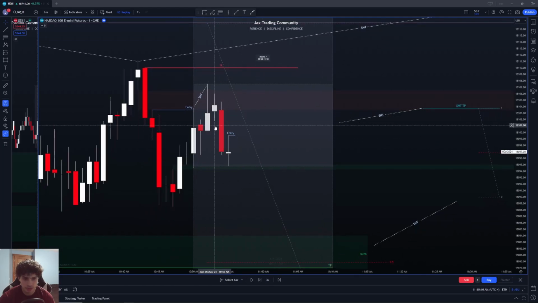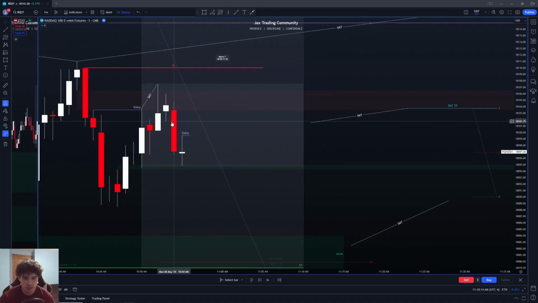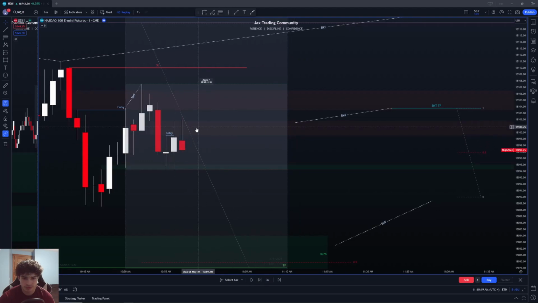So now, for me to add more contracts to my position, or for a confirmation that this will go well, I want to see us retrace into this fair value gap and respect it. So right here, we retrace into the fair value gap. Here's an entry you can take.